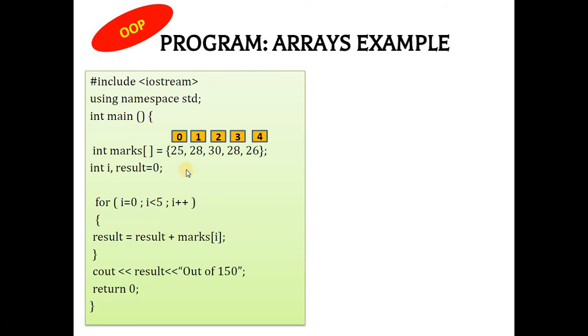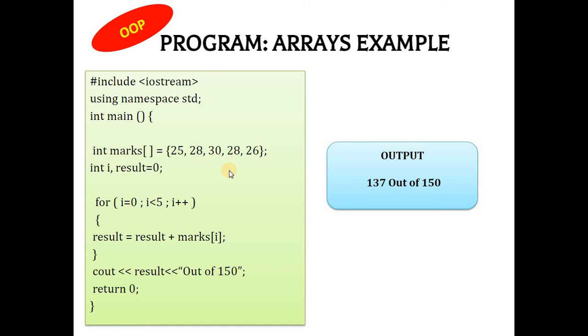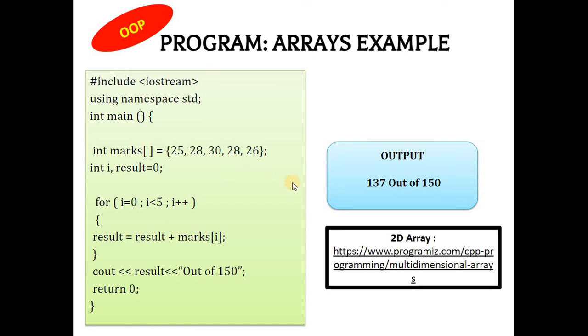So accordingly, you see the index given as 0, 1, 2, 3, 4, and when I take the output, it is the same as that of the previous example. For a 2D array, you can refer to this particular link to go into more detail about arrays.